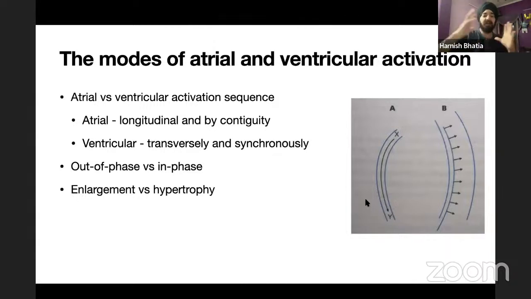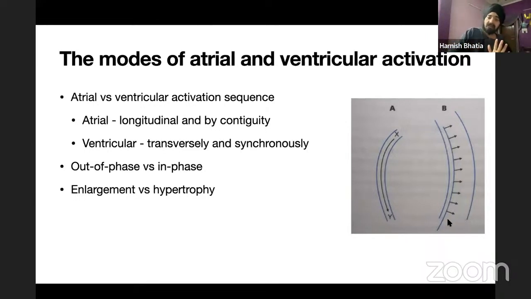So it can tell you about the atrial enlargement, but not about the hypertrophy. First of all, you need to know the difference between enlargement and hypertrophy. Hypertrophy is when a chamber's walls become thick. The chamber is of the same size, but the walls are becoming thick. That is hypertrophy. Enlargement is when the walls are of the same thickness, but the chamber is becoming bigger. It is getting dilated. It is getting enlarged. That is enlargement. So everybody understood the difference between enlargement and hypertrophy.